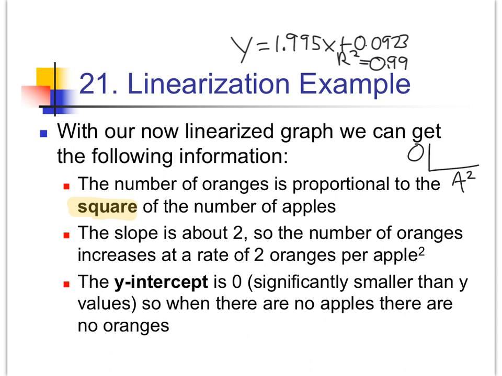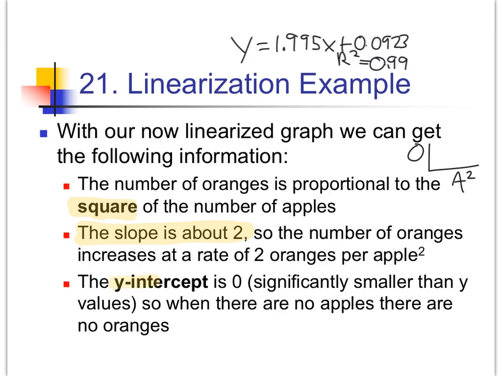Second thing we can say is that because our slope is about 2, 1.995, that means that the number of oranges increases at a rate of 2 oranges per apple squared. Every time the number of apples squared goes up by 1, the number of oranges goes up by 2. And so that's what we can get from the slope.